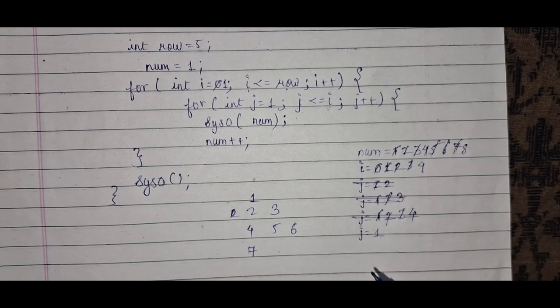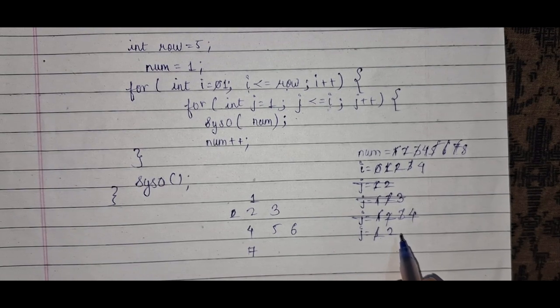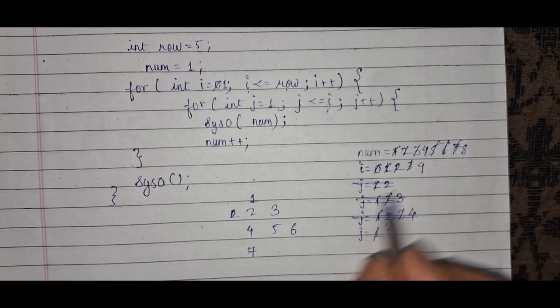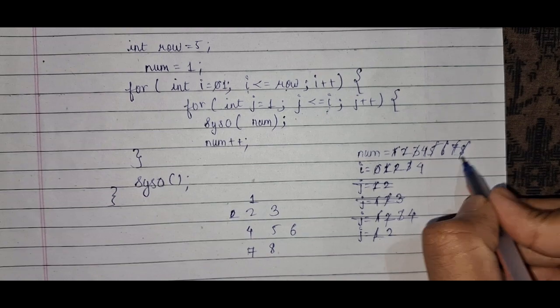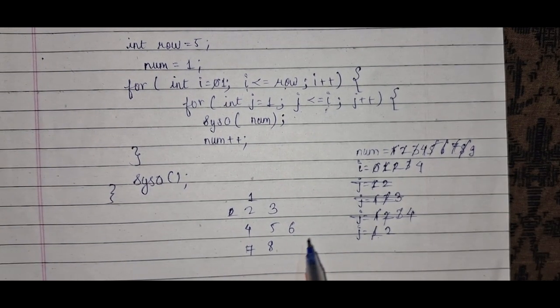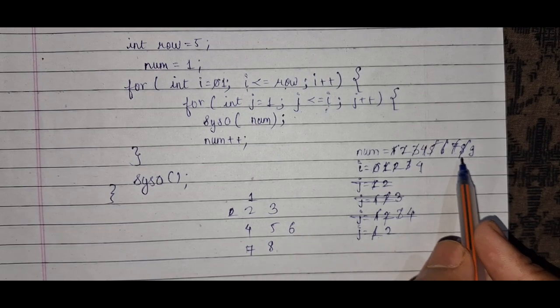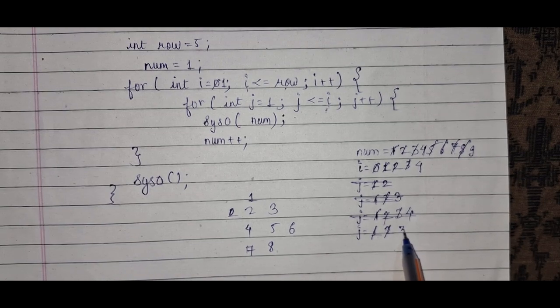Now j will be updated by 1. Now it will check the condition. Is 2 less than or equal to 4? The condition will be true. Then it will print the updated num. After printing, num gets updated, and after num gets updated, j's value gets updated. Now j's value has become 3.